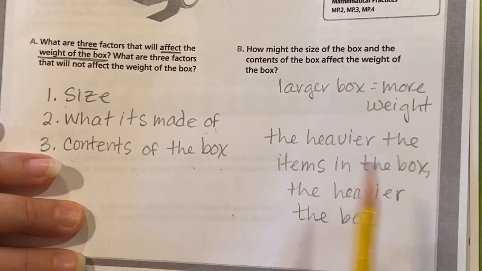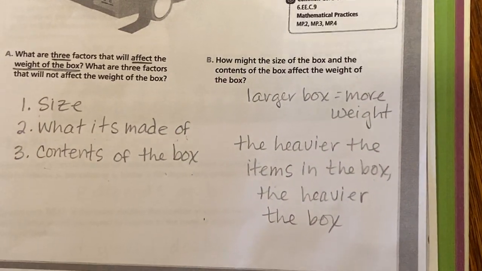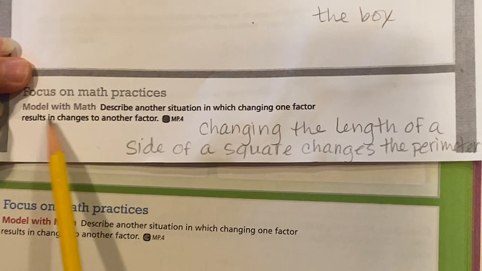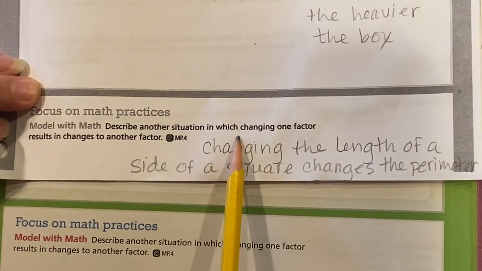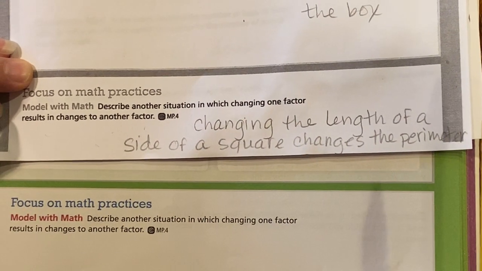Larger box equals more weight. The heavier the items in the box, the heavier the box. We kind of talked about that already. Okay. And then focus on math practices, model with math. Describe another situation in which changing one factor results in changing another factor.